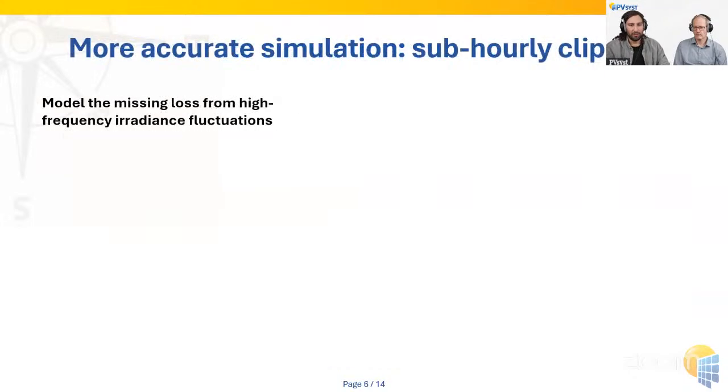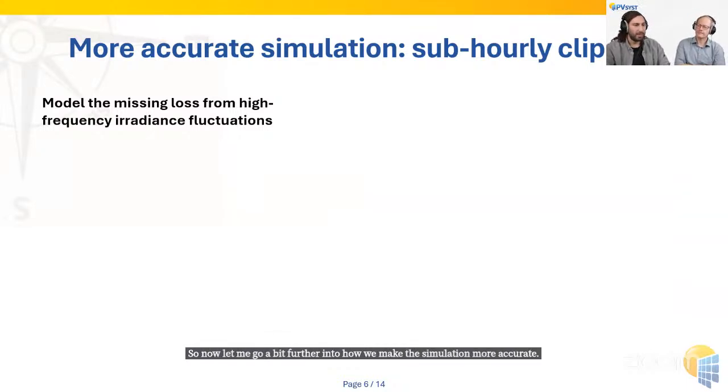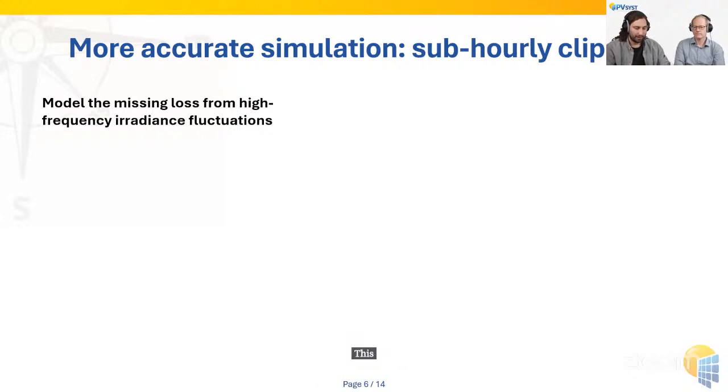So now let me go a bit further into how we make the simulation more accurate. So one problem was sub-hourly clipping. This is a well-known problem that if you run simulations as PVsyst does in hourly steps, you may be missing the losses that come from high frequency irradiance fluctuations. This is because if you look at very short time scales, you may have irradiance that fluctuates very strongly, and the production of the DC array may cross the clipping threshold of your inverters. And so if you're averaging over 1 hour, you may miss all of these features in the irradiance time series.